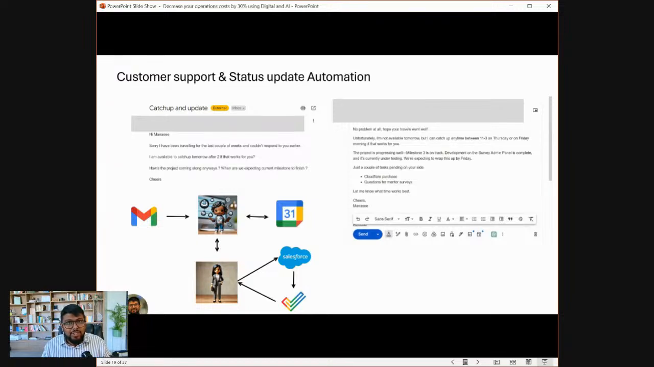Now, if you see, emails that people send are very random. They don't come up with one request. There are multiple requests that are involved in those emails. So as you can see over here, there are multiple requests that are actually involved in this email.